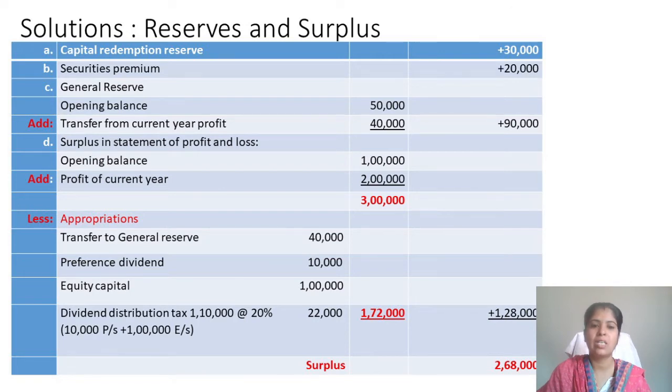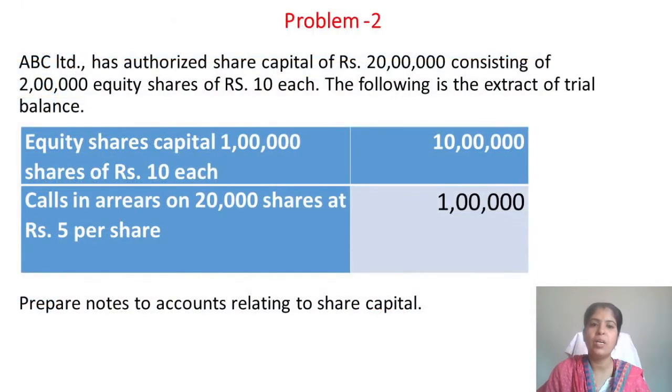This is your surplus. Next, problem number 2. ABC Limited has authorized share capital of 20 lakhs consisting of 2 lakhs equity shares of rupees 10 each. In this sense, if you are finding equity share capital, 2 lakhs into 10 will be 20 lakhs. So total authorized capital consists of 20 lakhs. The following is the extract of trial balance.